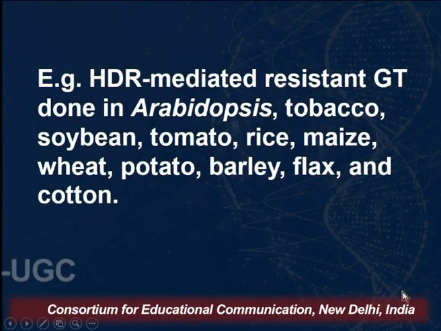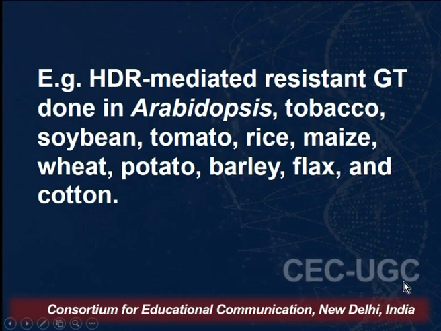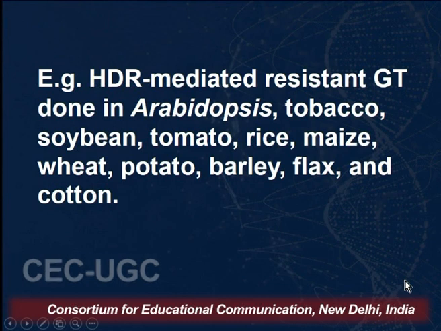So, when the double-strand breaks are created, then R genes or resistance genes can be incorporated, resulting in gene edited or genetically modified plants which are resistant to a particular condition or pathogen. For example, HDR mediated resistance gene targeting has been done in Arabidopsis, tobacco, soybean, tomato, rice, maize, wheat, potato, barley, flax and cotton.